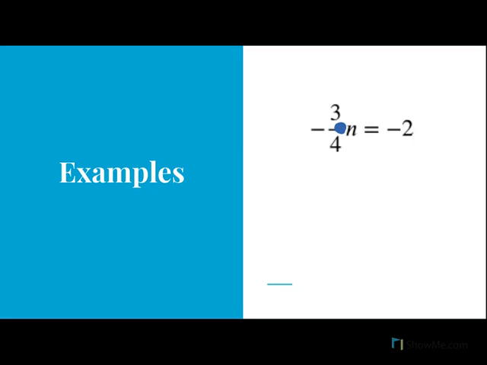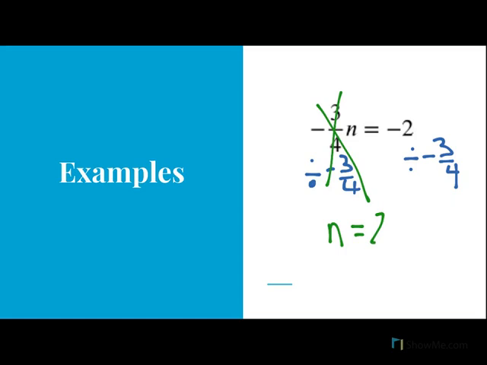So we know that the opposite of multiplication would be division. So I could divide both sides by negative 3/4, right? Divide both sides by negative 3/4. Divide by negative 3/4. Okay. So very similar steps to what we do with addition and subtraction. So over here my 3/4 would go away, so I have n.